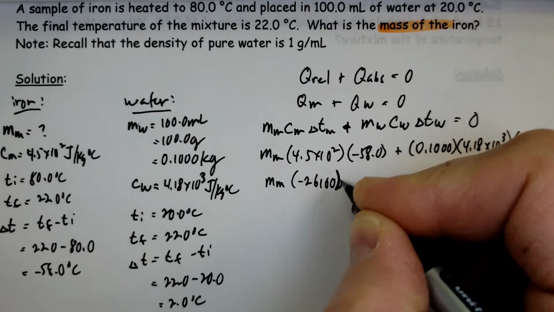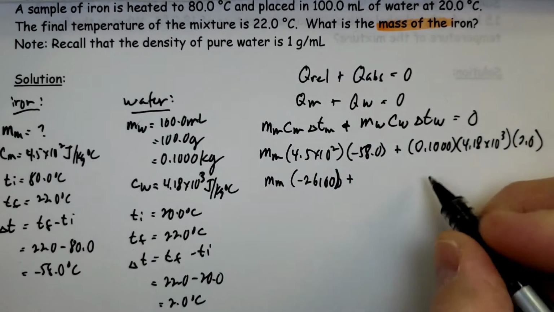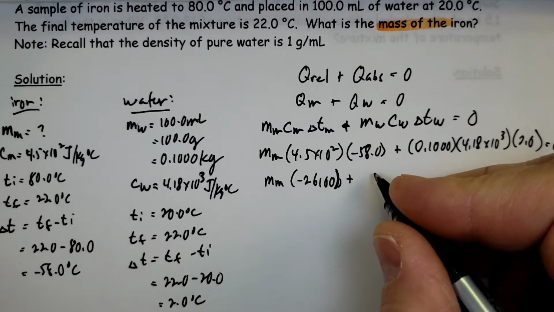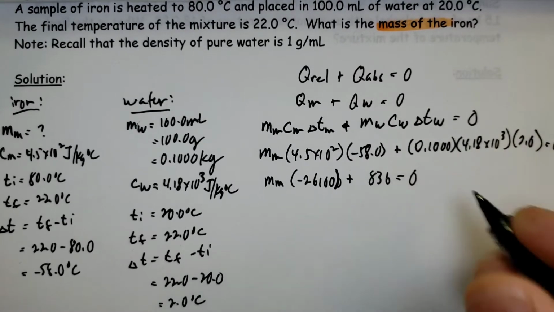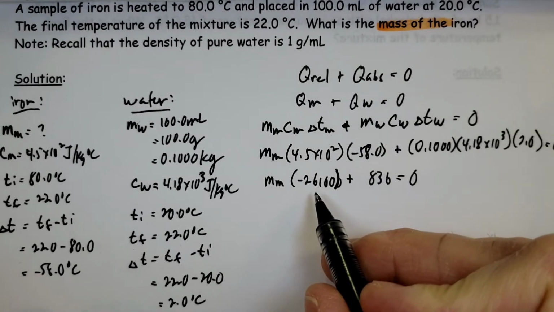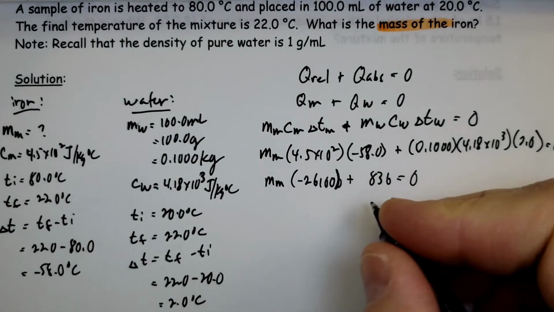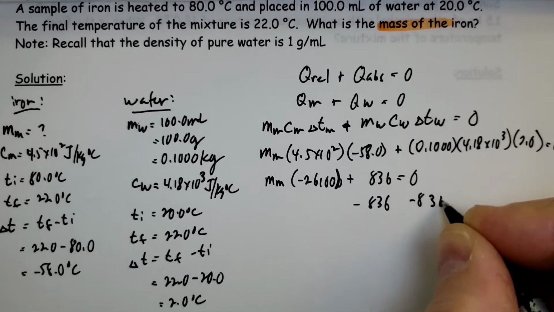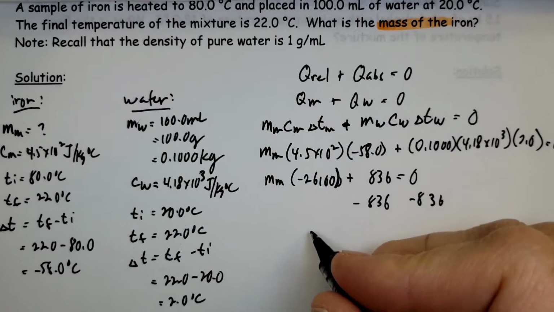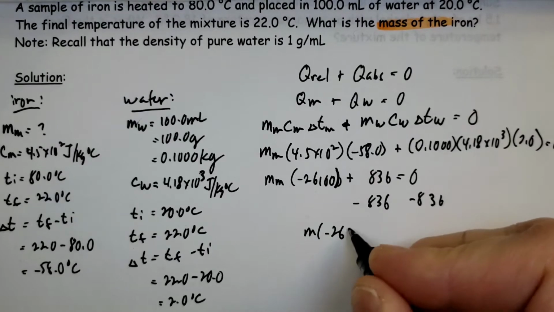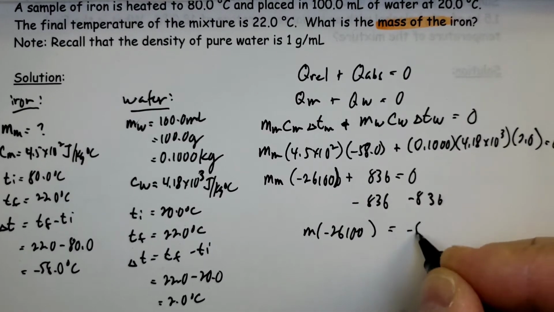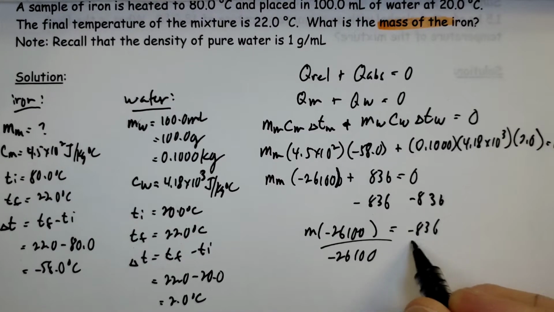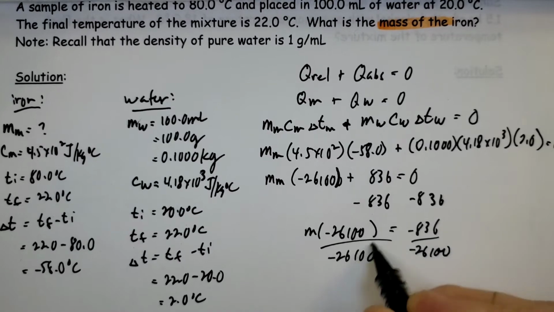Plus, so then multiply all that. Well, that's all going to be equal to 0. So let's see, it's 836. So to get this term by itself, I'm going to have to, first of all, isolate the term, which means subtracting 836 from each side. Then divided by negative 26,100.